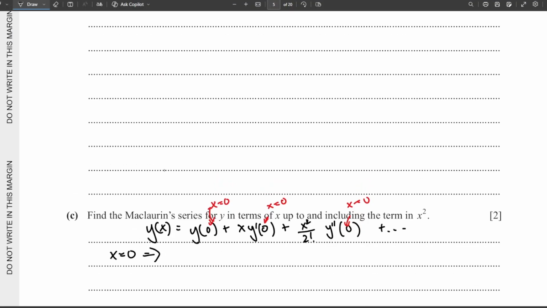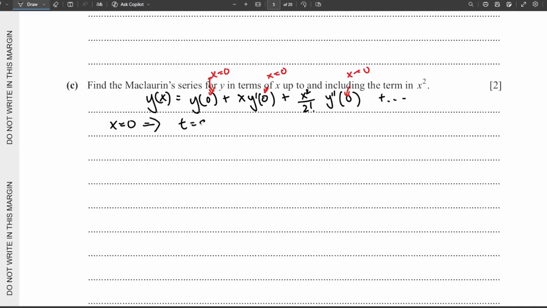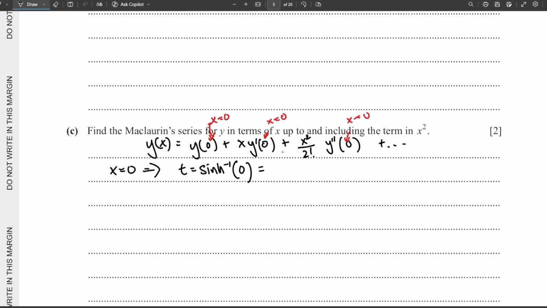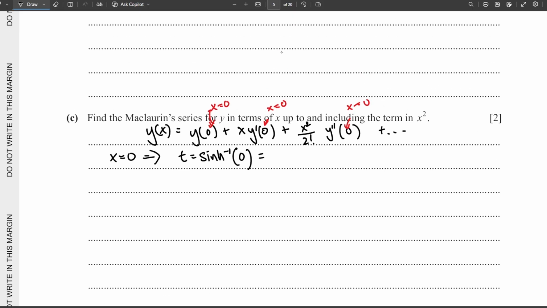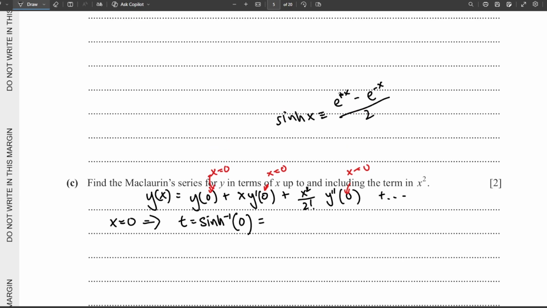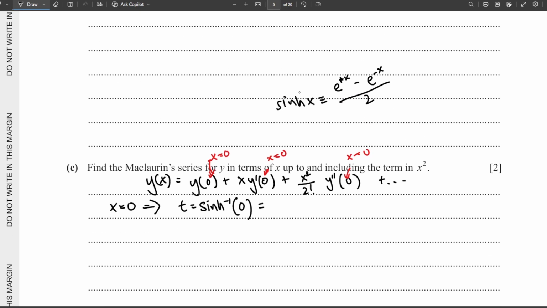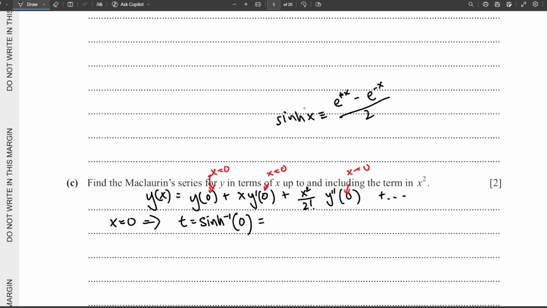So t will be the hyperbolic inverse sine of 0. We know from your fundamentals that hyperbolic sine is e to the positive x minus e to the negative x, divided by 2, right? One is positive, one is negative, and divide by 2. So we know that when x is 0, hyperbolic sine x is 0, so the inverse is also true. So hyperbolic sine 0 is 0.